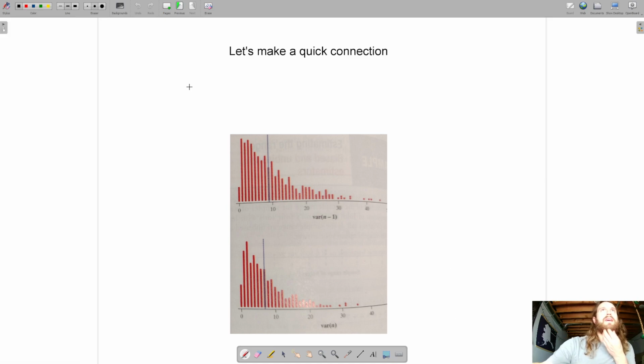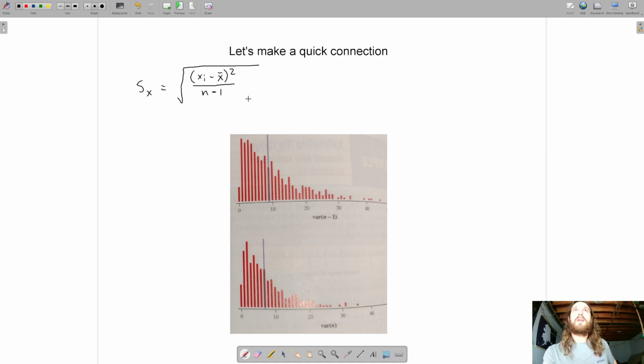I want us to think back just for a second to when I introduced you guys to the sample standard deviation. Ignore this chart for just a second. The formula for the sample standard deviation: you take all the values and subtract the mean. I don't know if you remember this. Then you square it, then you divide by n minus 1. And the interpretation of the standard deviation is, in our data set, how far away from the mean did the typical value fall?